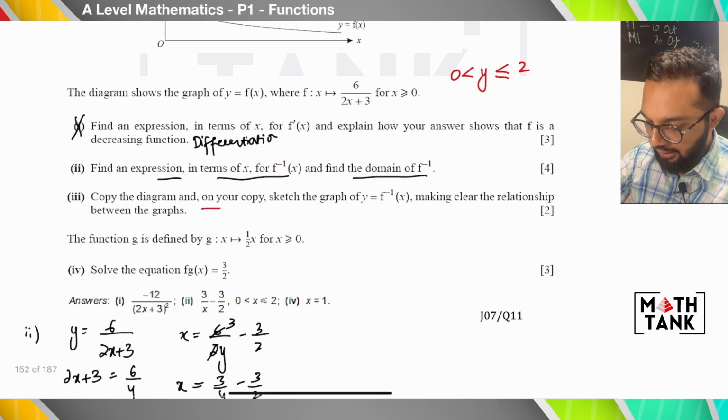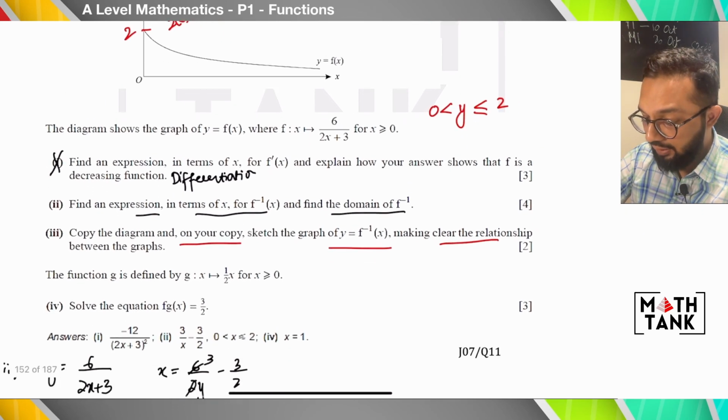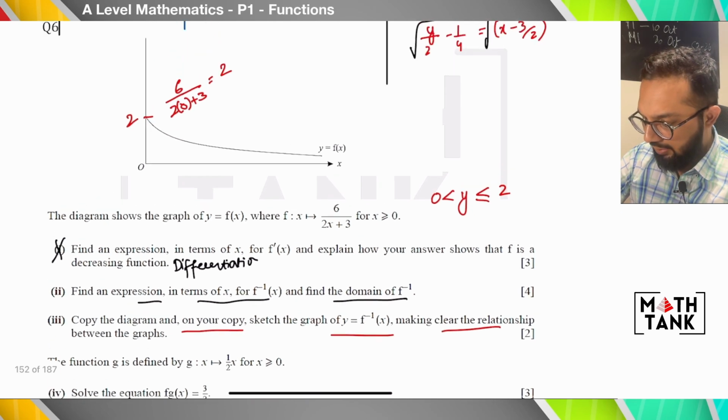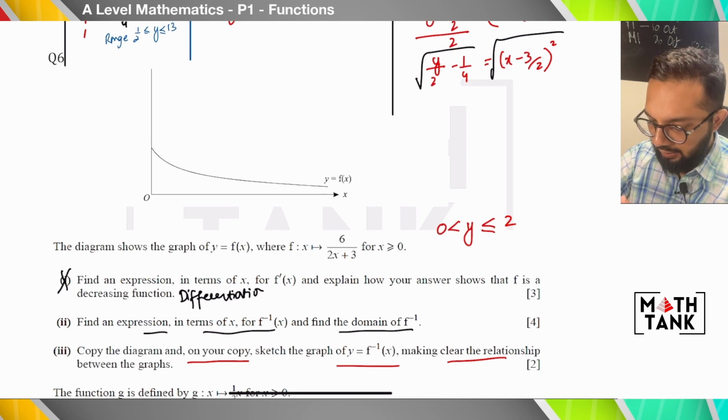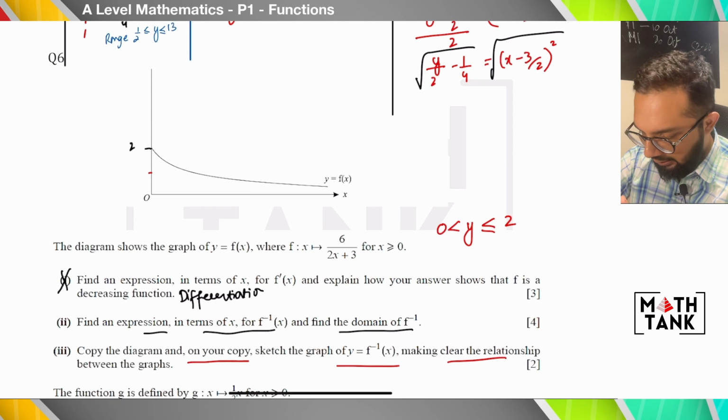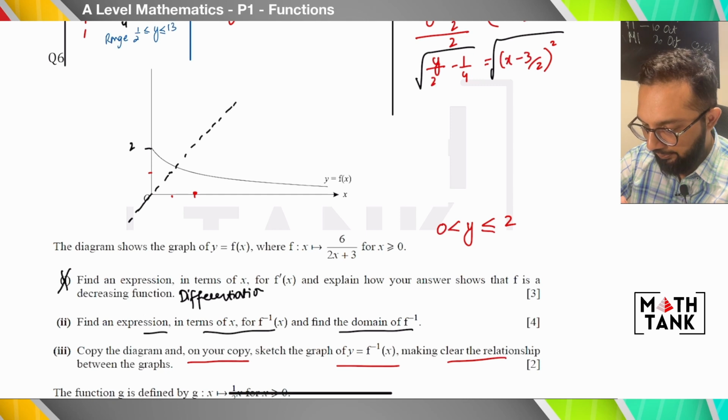Then it says copy the diagram on and your sketch, making clear the relationship between the graphs. To be honest, I will just make it on this only and tell you what to do. Okay, so I know that this graph is at 2. I know that the inverse function is also going to come up here at about 2. There is going to be a line y equals x in the middle, passing through like that.